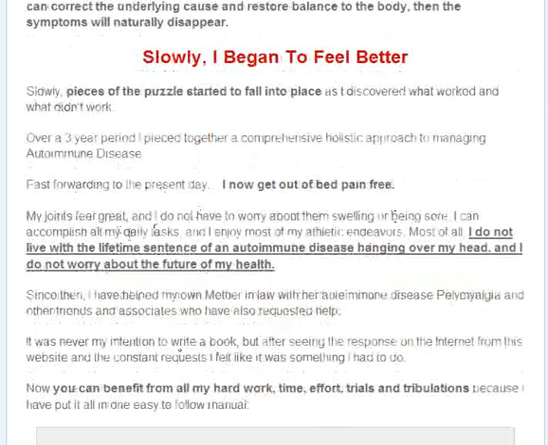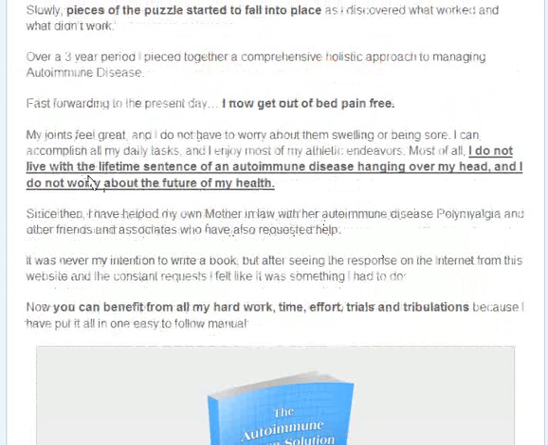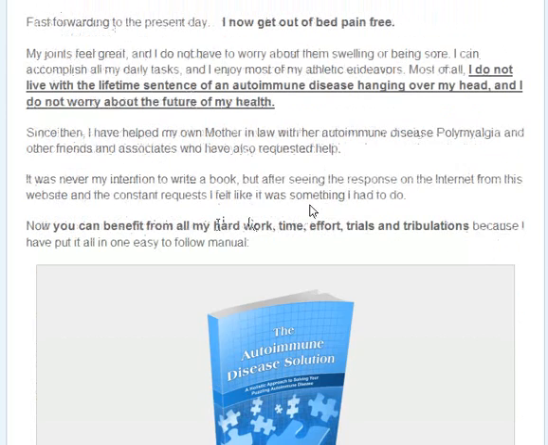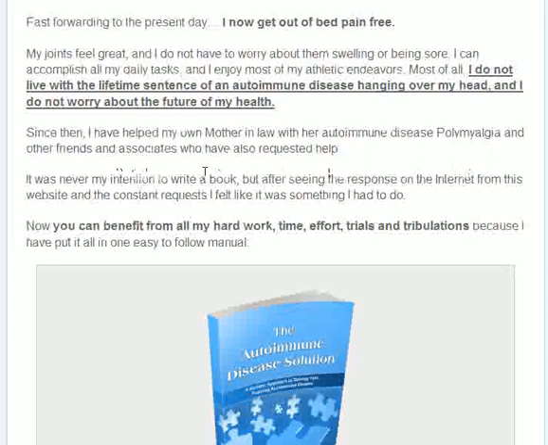Okay, fast forward now. My joints feel great. I do not have to worry about them swelling or being sore. I can accomplish all my daily tasks. I enjoy athletics. Most of all, I do not live life with that sentence hanging over my head. Since then I've helped my own mother-in-law and other friends, and it was not my intention to write a book, but seeing the response on the internet from this website and the constant requests, I felt it was something that I had to do.